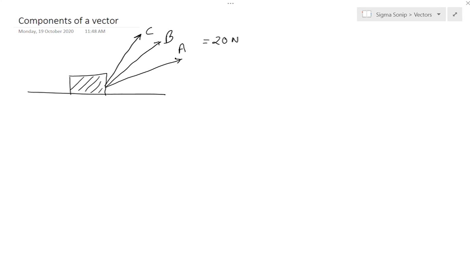And let's say if we draw this line parallel to the x-axis, this angle is 20 degree, that angle is 30 degree, and that angle is 50 degree. And just to repeat that, all these forces are equal in magnitude. They are 20 Newton each. Only the angle is different.